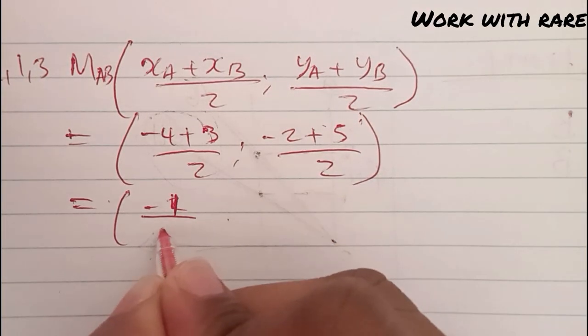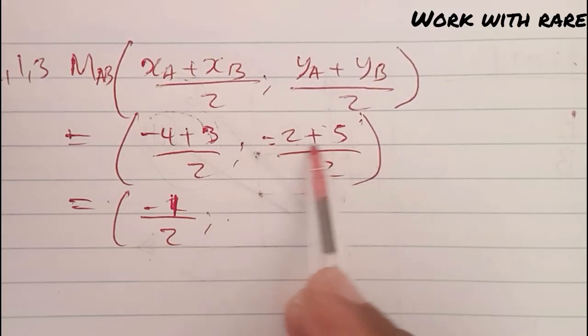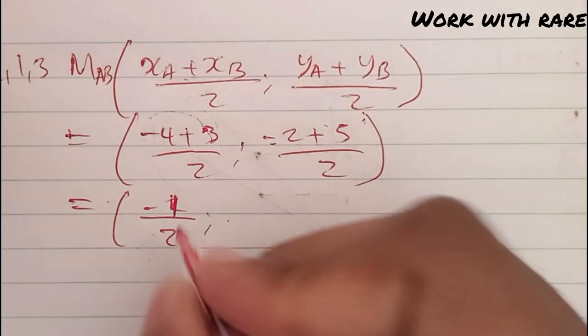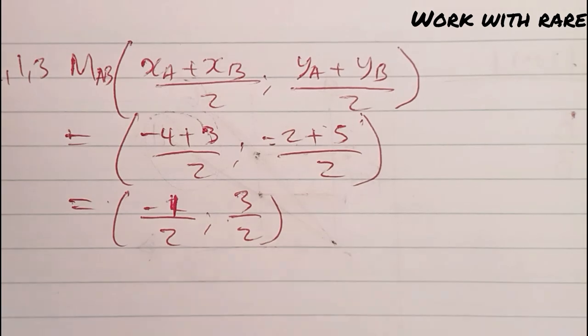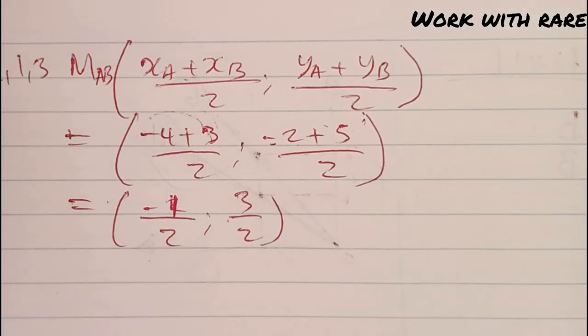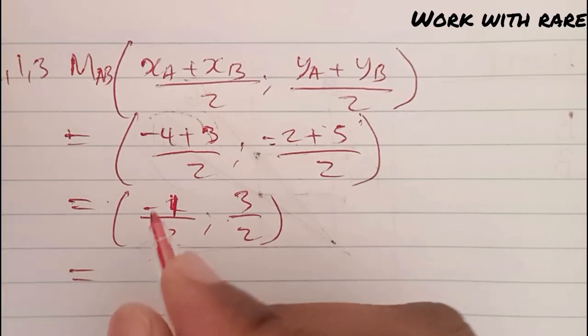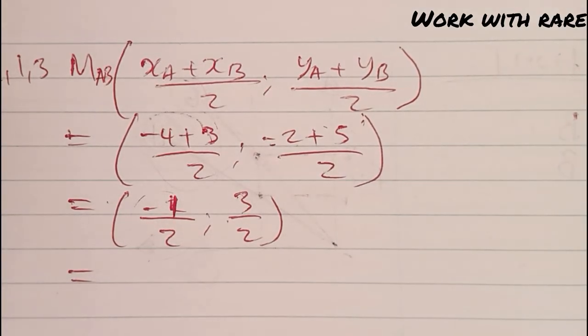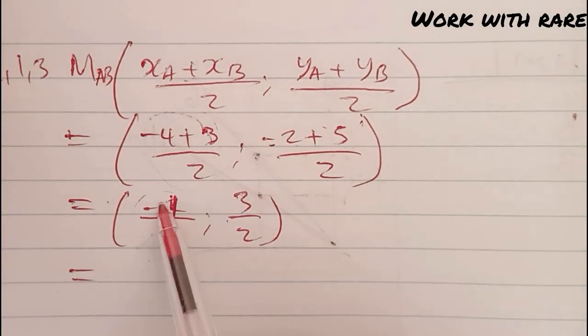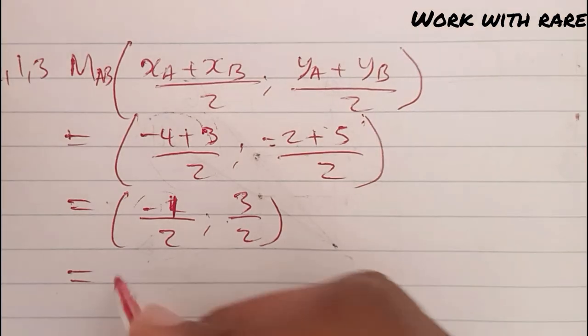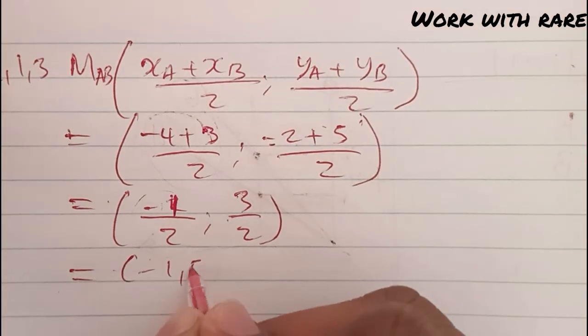So it is -1 over 2, and -3 plus 5 is going to give us +3 over 2. Alright, so yes, this is our coordinates, but we are not done. We can still divide this, but they will give us decimals. So this one, when you press it on your calculator, remember it has a negative answer, so our answer will be -1,5.